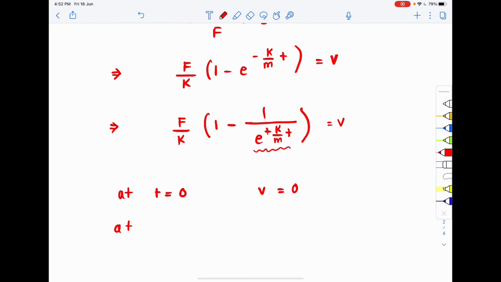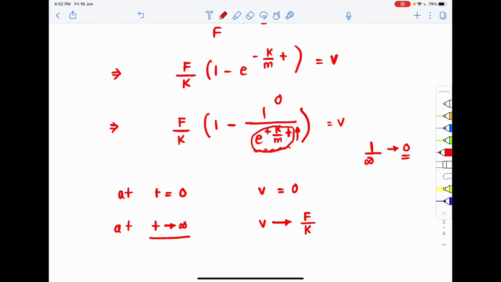Now suppose I want to find at t equal to very great time, suppose when t tends to infinity, so this term will be tending to infinity, so 1 by infinity will tend to how much? 0, right? So that means at t tends to infinity, we can write that velocity tends to how much? F by k, right? I can always say that. Why? Because this term now reduces to 0, so 1 minus 0 is 1, so F by k, right?